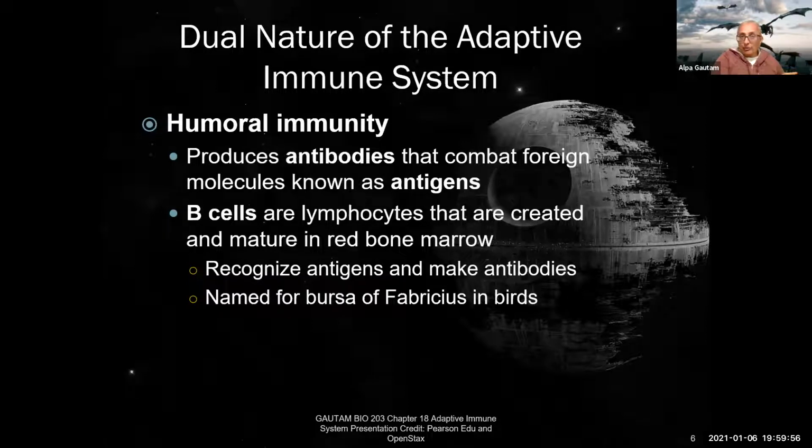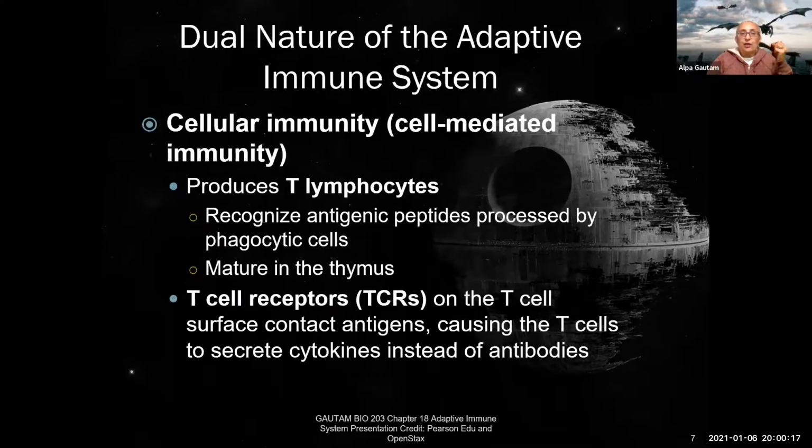Remember, we talked about the complement pathway. Those free floating antibodies will activate the classical complement pathway. So these antibodies are in plasma. That's why B cells and antibodies are part of humoral immunity. But then you have where the cells are interacting themselves. That's when you have cellular immunity. This is cell-mediated immunity. This involves T cells or T lymphocytes.